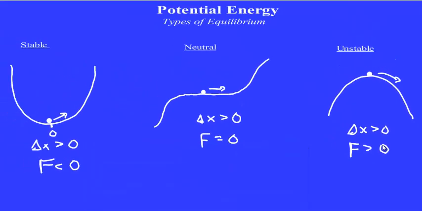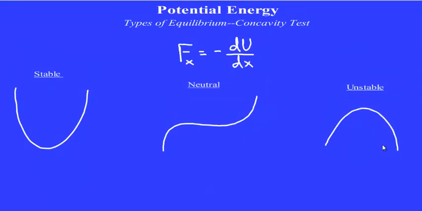Now you can perform a quick math test to determine whether the equilibrium is stable, neutral, or unstable. And it has to do simply with the concavity test applied to physics. So if you're familiar with the concavity test in calculus, we're going to use a very similar thing here in physics. So let me show that to you on the next page. Like I said, we would come back to this here. So we're going to use that.